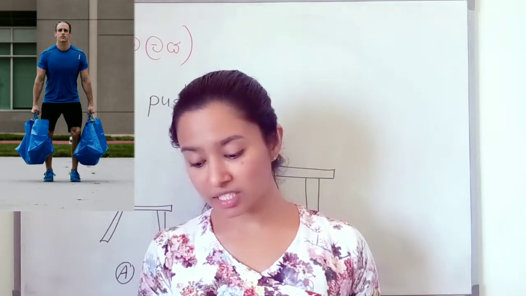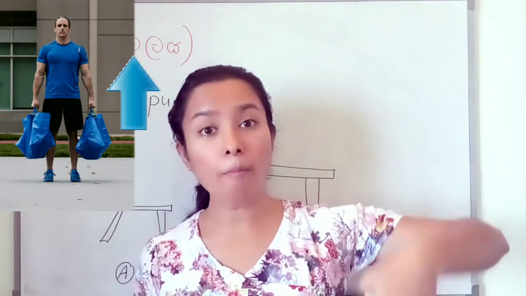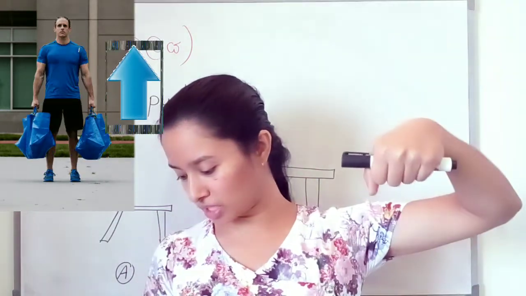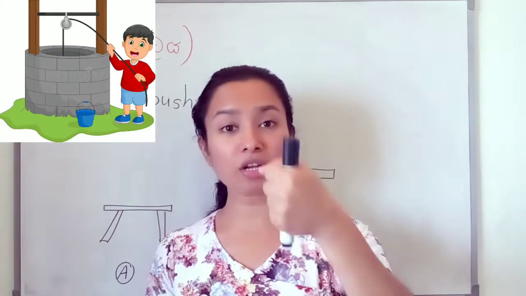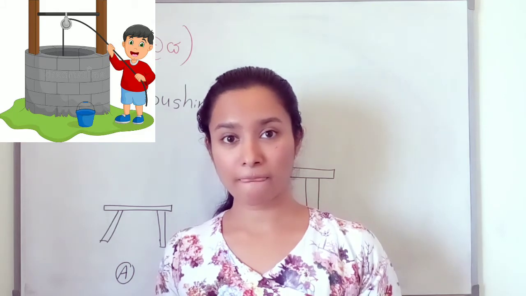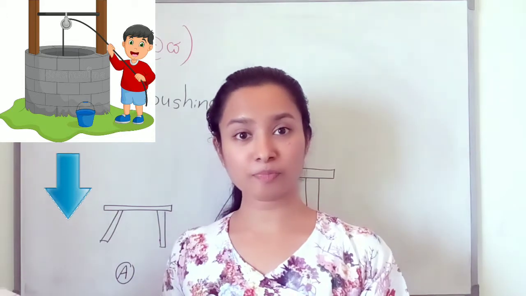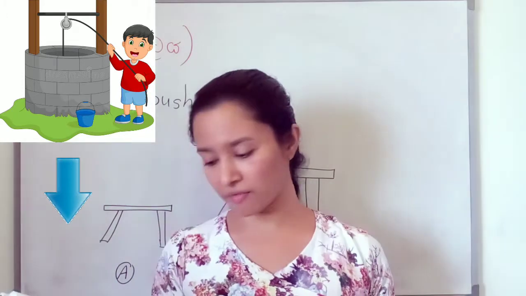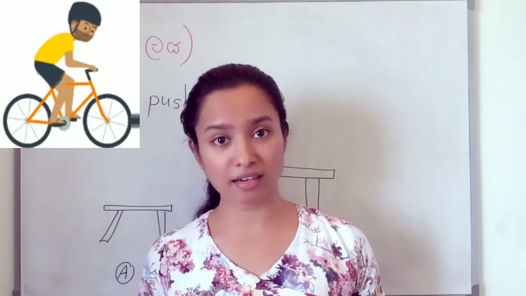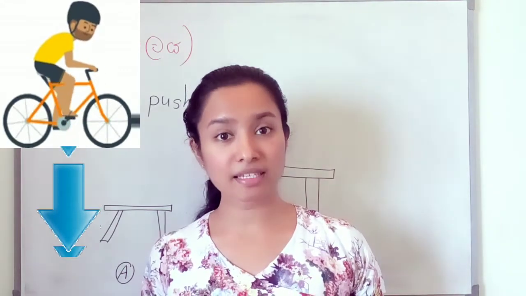Look at this, lifting a bag. Lifting a bag means upward pulling. We lift a bag. That means upward pulling. Then drawing water from a well. Here we apply a pull. We have to apply a pull to draw the water from a well. Then riding a bicycle. When we ride a bicycle, we have to apply a push to the bicycle pedal.